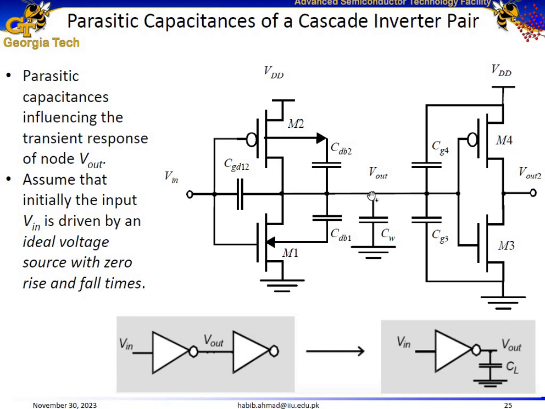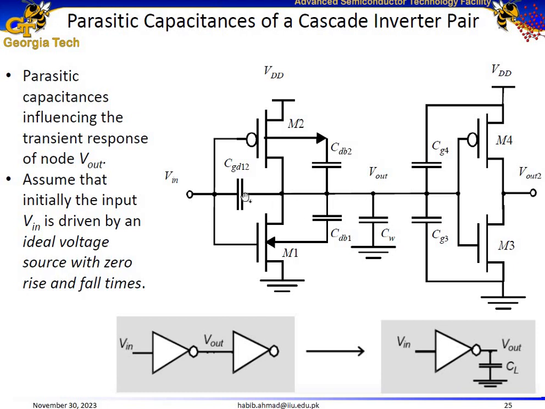Now, we are mainly interested in the capacitance at V out at this point over here. And how do we label the sources and drains of these transistors? I already told you. Here is the gate of the NMOS, here is the gate of the PMOS. The source of the NMOS is connected to ground, and the drain of the NMOS is connected to V out. Similarly, the drain of the PMOS is connected to V out, and the source of the PMOS is connected to VDD. And so we are concerned with all the capacitances connected to V out over here.